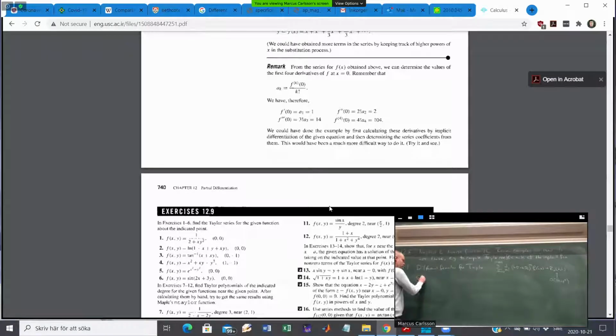So I write here uniqueness of Taylor polynomials. This is in the lecture notes. I don't think they have it here in the book.